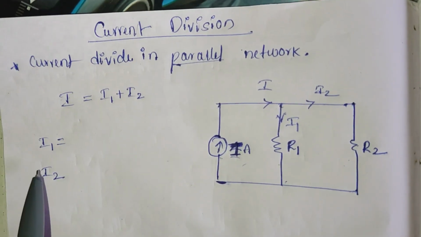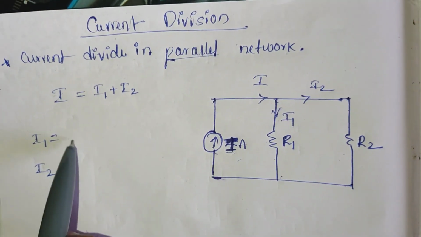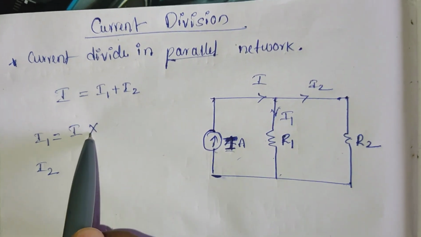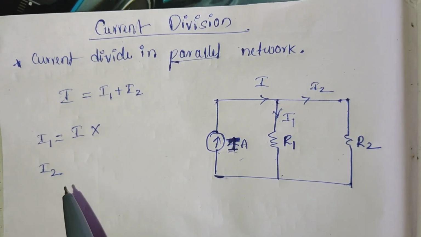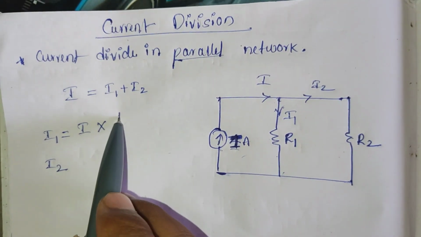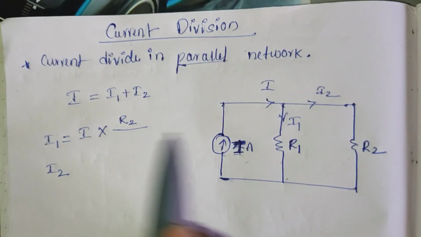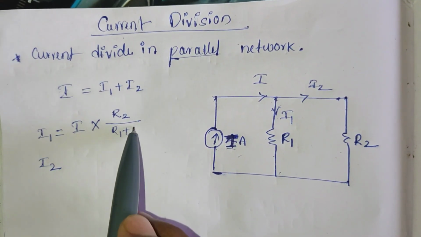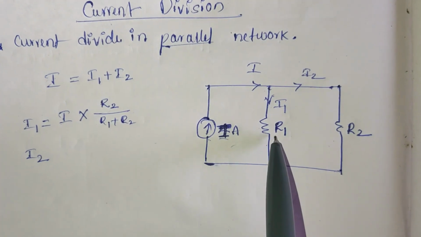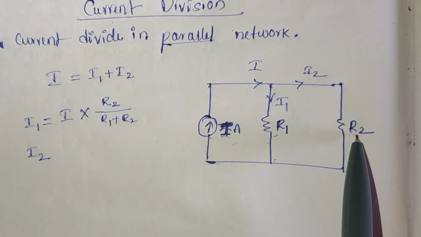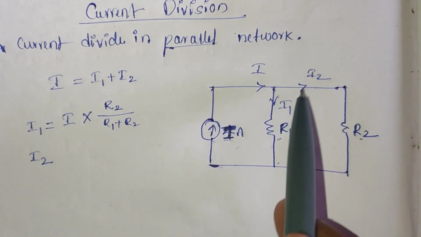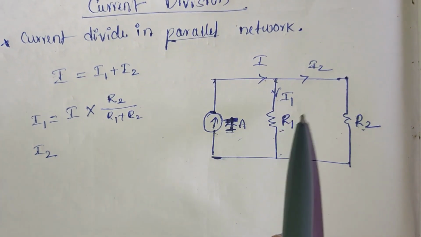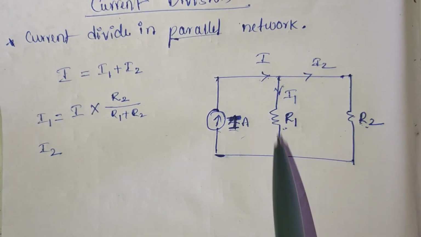According to our current division rule, I1 can be written as the source current into... In the voltage division rule we have taken the same resistance, but in the current division rule we are going to consider the opposite resistance, R2, by the total resistance R1 plus R2. Because we are finding the current in this branch, we have to take the resistance in another branch, which is sharing the same current. This branch is sharing the current I, and this branch is also sharing the current I.